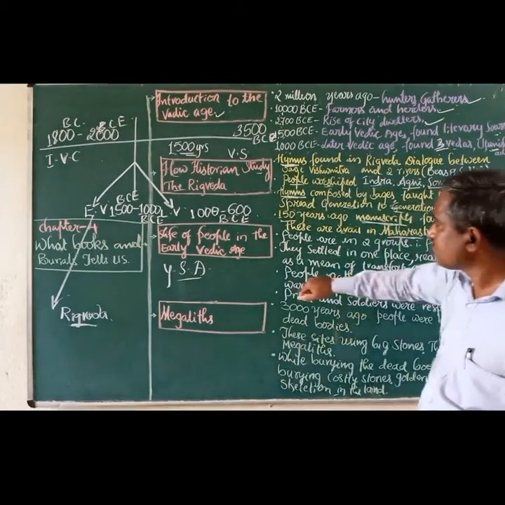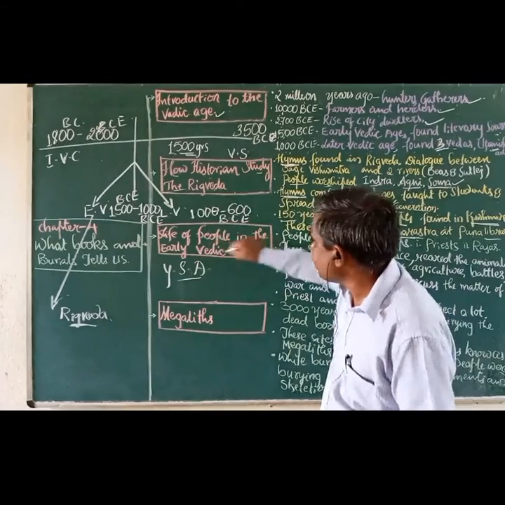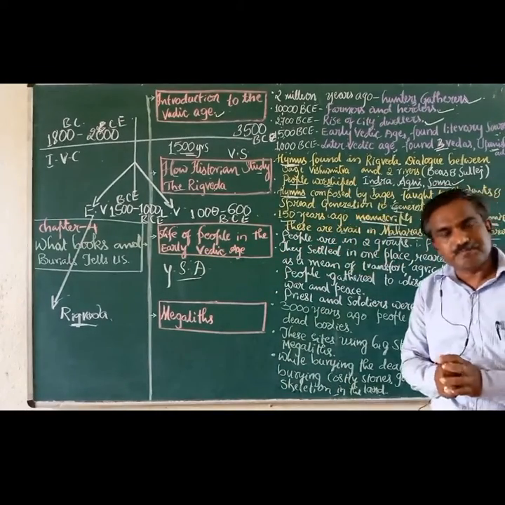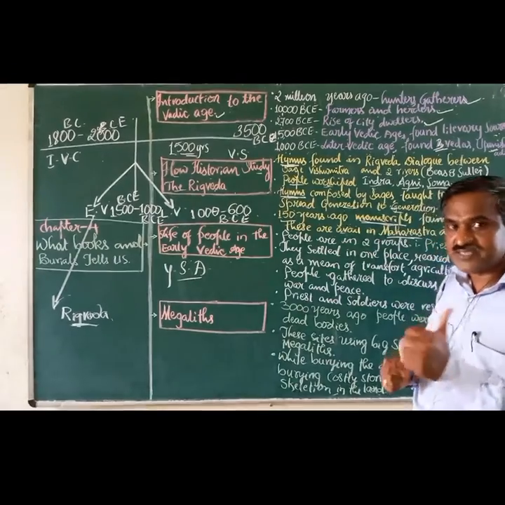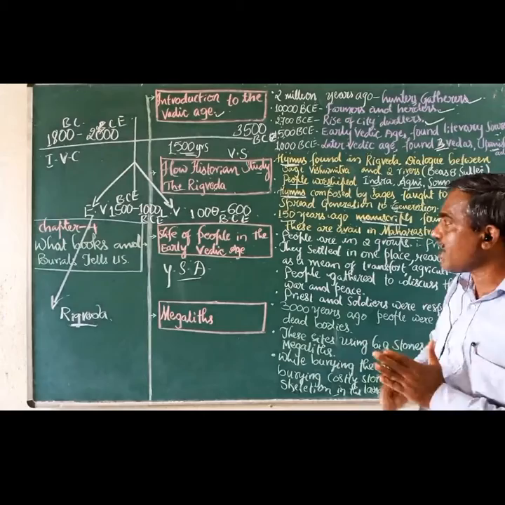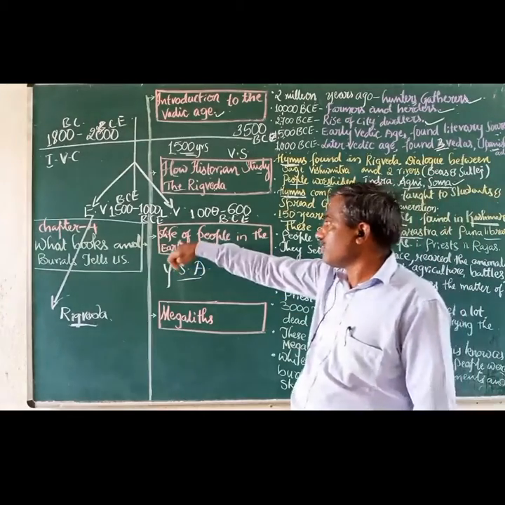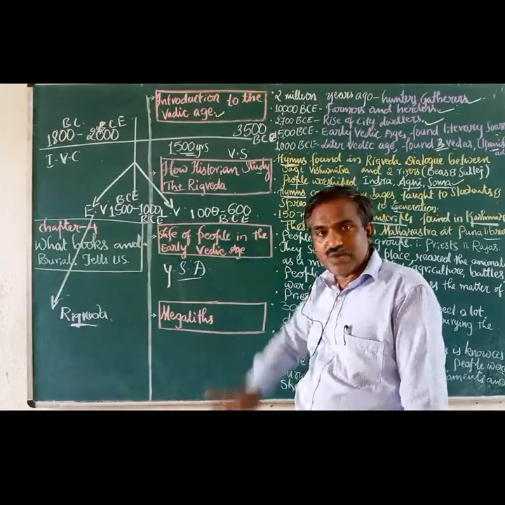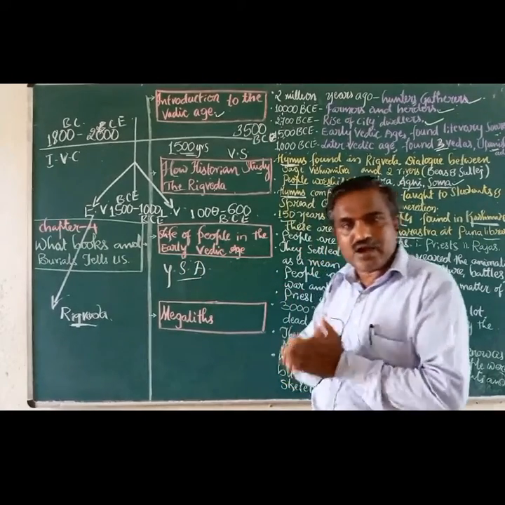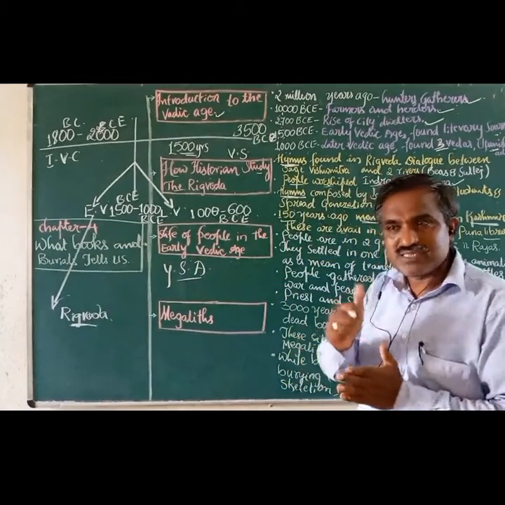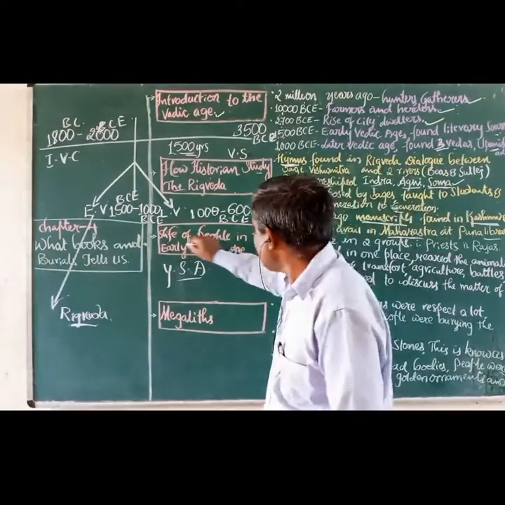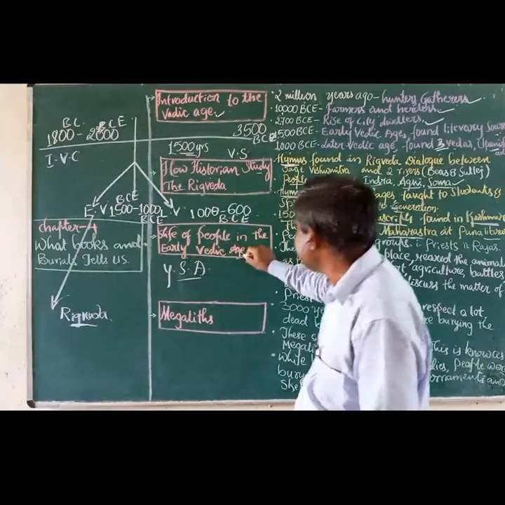Next, life of the people in the early periods. In every period, we come to know the lifestyle of the human being, the lifestyle of the society, and the lifestyle of the people. In every chapter, we come to know that. Here, in the Vedic period, how the lifestyle was and what its importance was, let us understand. Life of the people in the early Vedic days.